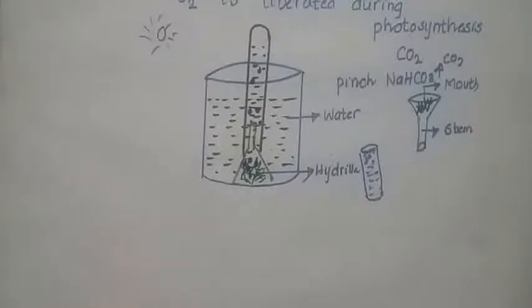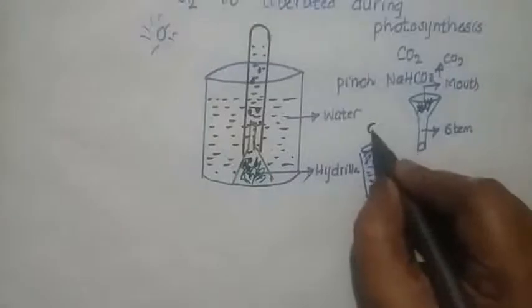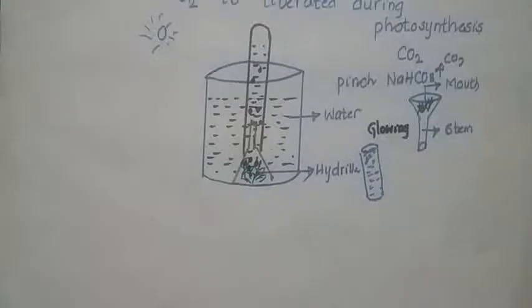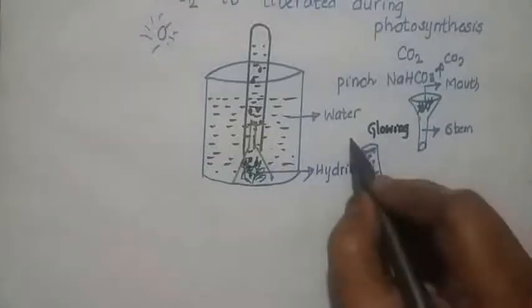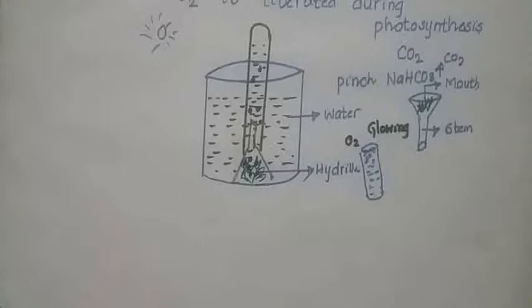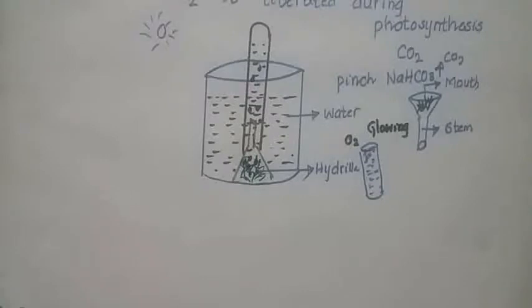So in order to check whether it is oxygen or some other gas liberated, you're going to take the test tube and introduce a glowing splinter. So when you introduce a glowing splinter, it rekindles, which indicates that oxygen, which is a supporter of combustion, makes the splinter burn into flame. So this clearly indicates that it is the oxygen which is liberated during photosynthesis. And children, this diagram has to be practiced.